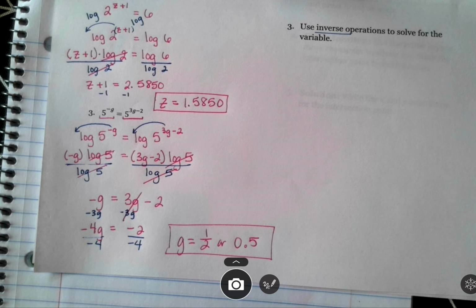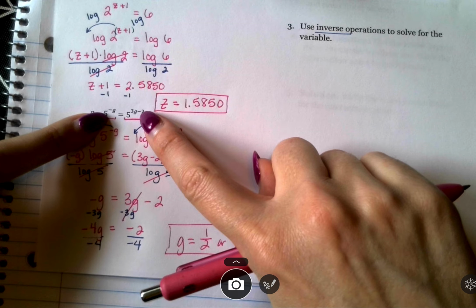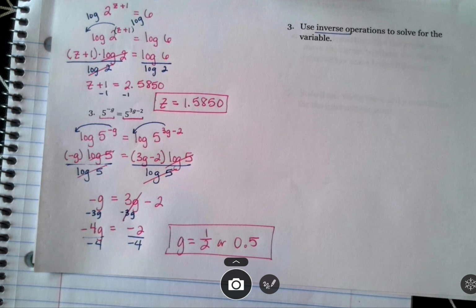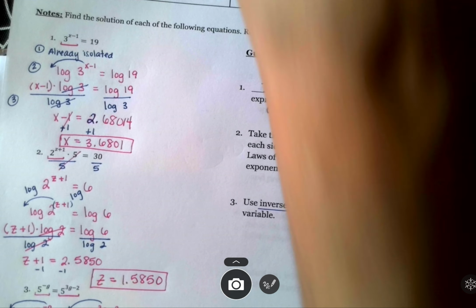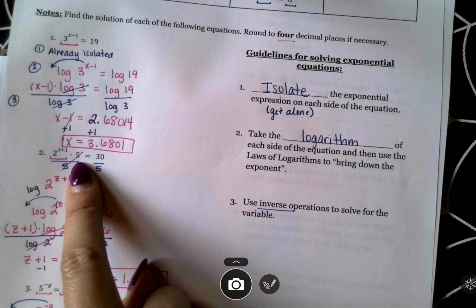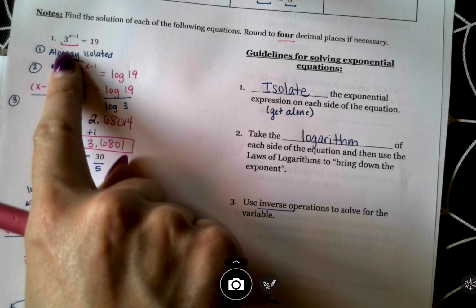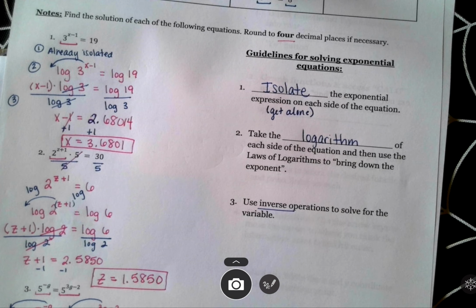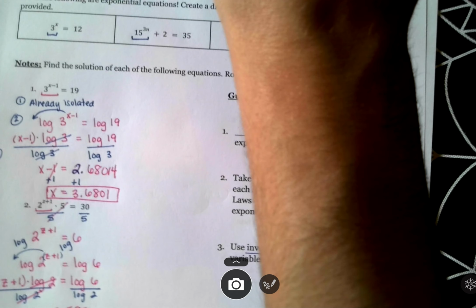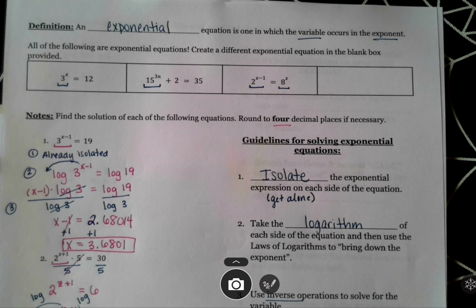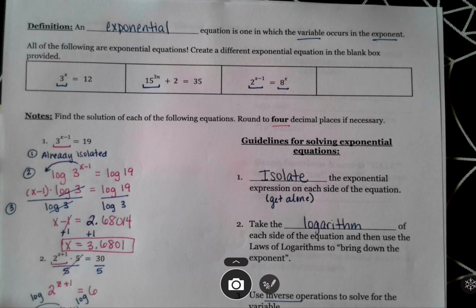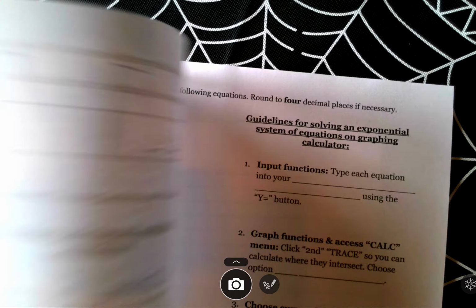So we looked at kind of one example from each scenario. We did one where there were variables on both sides. We did one where it was not isolated yet, and we had to get rid of that 5 first. And then we did one that was already isolated with just 1 on the side. So now we're going to look at the last page. So go ahead and flip to the next slide.